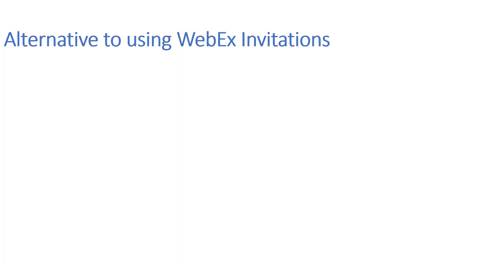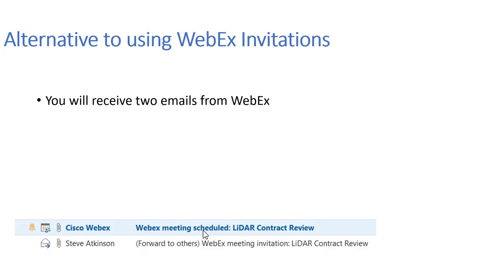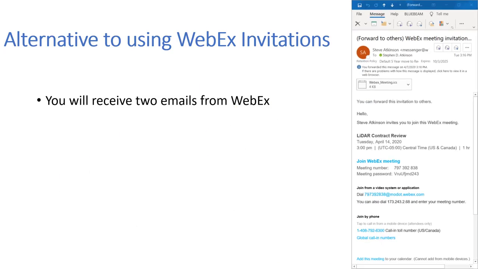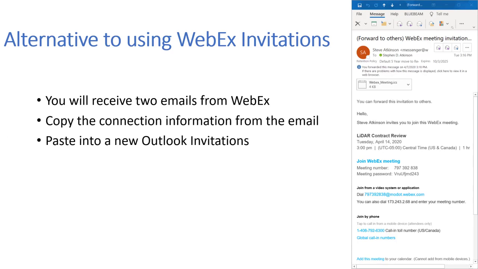Shortly after you save the WebEx meeting, you'll receive the two emails from WebEx. One is an email containing the meeting information. Open the email. Copy the meeting information from the email and paste it into the new Outlook meeting. The only information you need from the email is in the red rectangle: the name of the meeting, date, time, and most importantly, the link to the meeting.